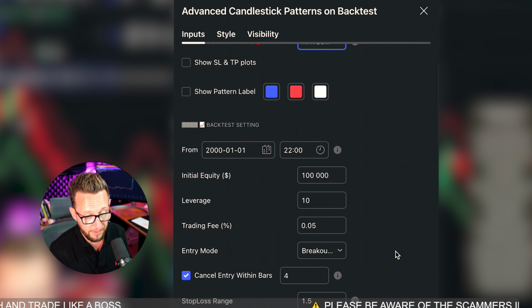So as you can see, that has made this candle pattern, which we've been focusing on, a little bit more profitable. It made it 10% more profitable than what it was.